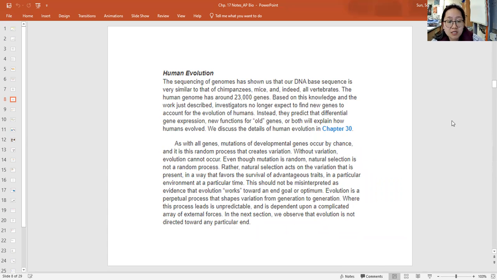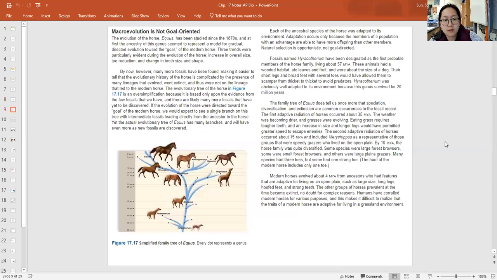This should not be misinterpreted as evidence that evolution works towards an end goal or an optimum. Evolution is a perpetual, continual process that shapes variation from generation to generation. Where this process leads is unpredictable and is dependent upon a complicated array of external forces. In the next section, we will observe that evolution is not directed towards any particular end. So macroevolution is not goal-oriented.